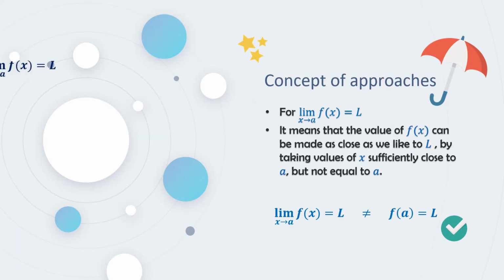Concept of approaches. The limit of f(x) when x approaches a equals L. It means that the value of f(x) can be made as close as we like to L by taking the value of x sufficiently close to a but not equal to a.